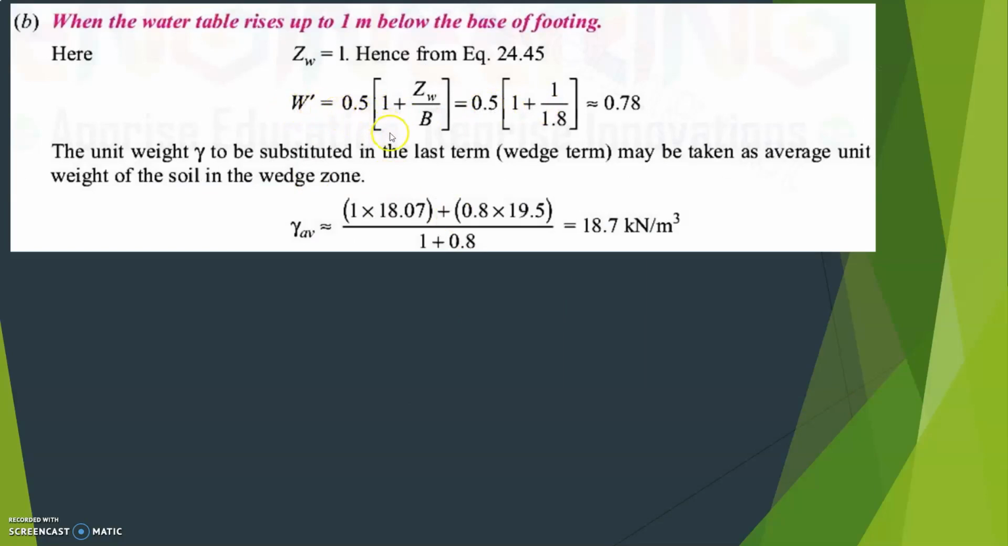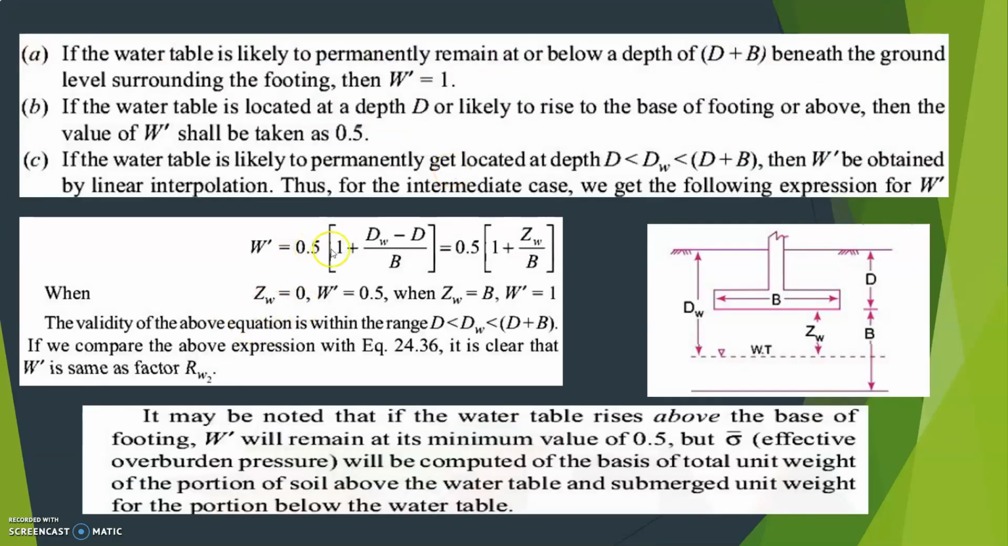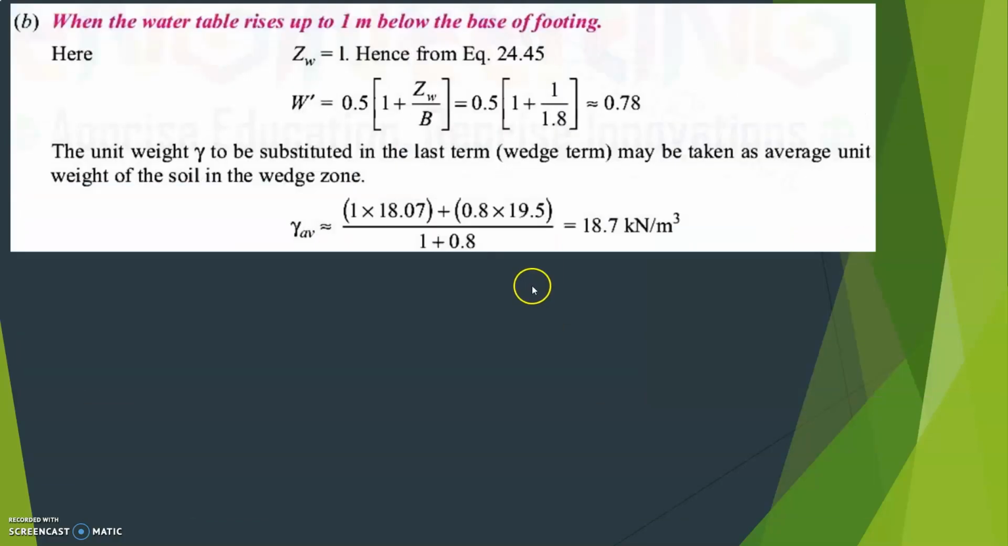Now what will you get if you substitute in this equation? W dash is 0.5 into 1 plus ZW divided by B. ZW is 1 meter below the ground level, it is given, divided by B. B is equal to the breadth of the footing, that is 1.8. So simplify this, we will get 0.78. Now this is done, W dash.